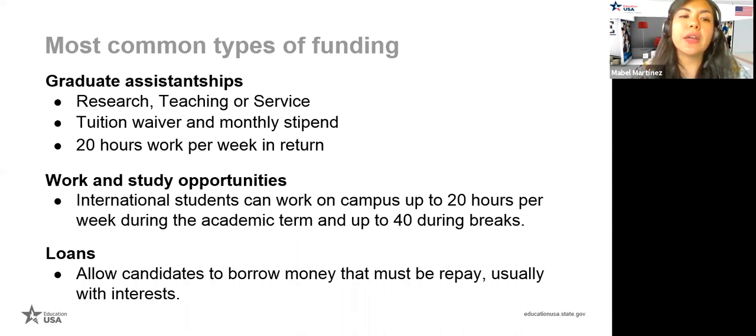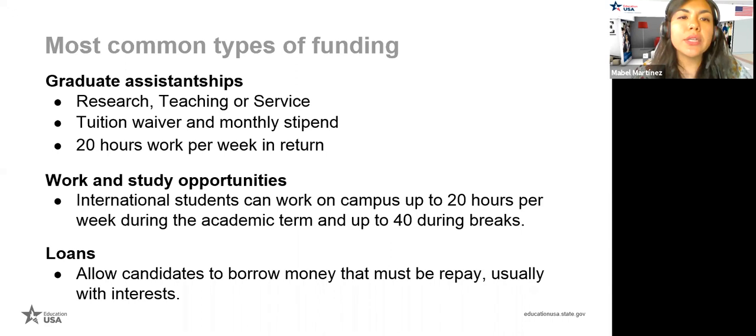If you're not able to obtain a graduate assistantship, you can still work and study within the campus. International students can work on campus up to 20 hours per week during the academic term and up to 40 hours during breaks. How are you going to check where these opportunities are available? Please reach out to your international student office at your campus, or you can also explore the website of the university.